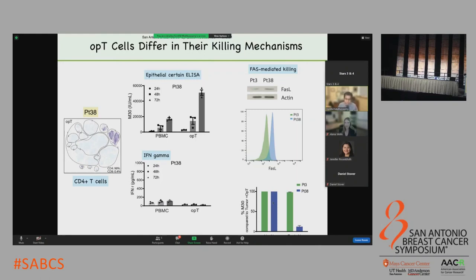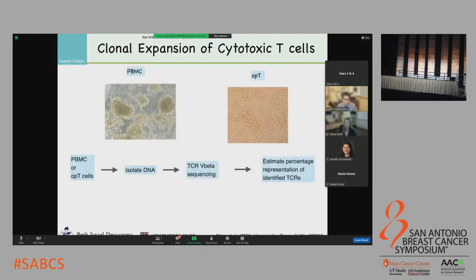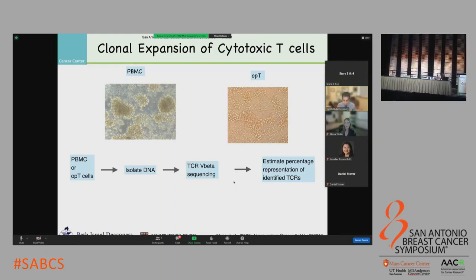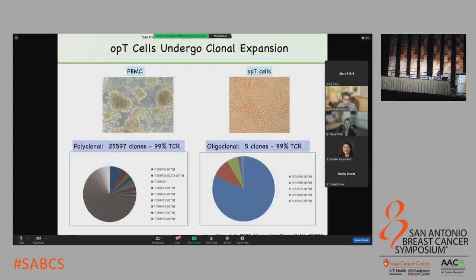A really interesting aspect of this whole co-culture method came when we analyzed the clonal makeup of these OPT cells when compared to the PBMCs. And the way we did it is to generate DNA from PBMCs and OPT cells, and then sequence the TCR beta in this, and then analyze what percentage of TCR beta of a given TCR receptor is representative of the entire population that we have sequenced. The results are quite striking.